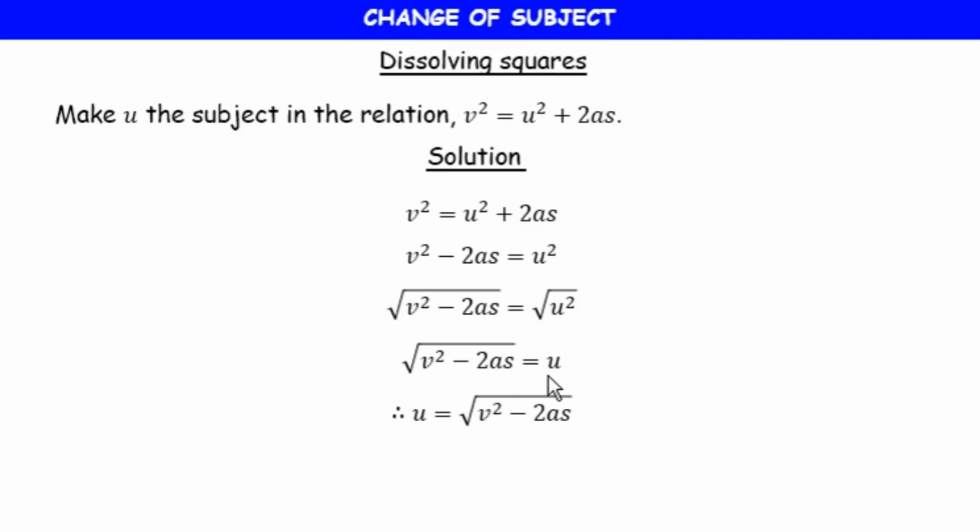Now it doesn't necessarily matter if the subject is at the right side of the equation. Whichever side it appears, it doesn't matter. All we need is that the variable stands alone, and that variable must be positive. If you decide to bring the u squared to the left side, it becomes negative.